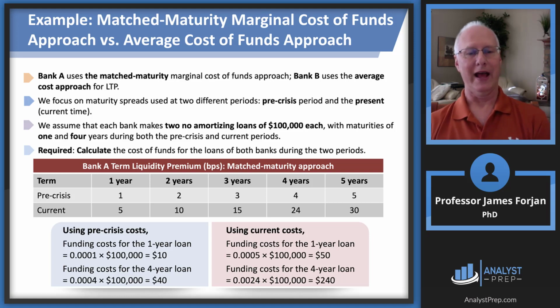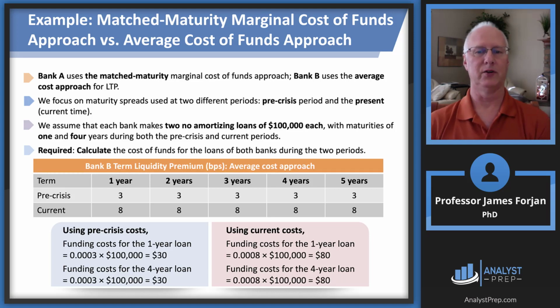But now, after that crisis, so current, what are we going to do? Well, instead of 1, we're going to use 5, and instead of 4, we're going to use 24. So look at the difference on the bottom right there. Funding cost for the 1-year loan, $50. Funding cost for the 4-year loan, $240. So wow, this matched maturity approach, pre-crisis and post-crisis, is substantially different. I'll come back to that here in just a second.